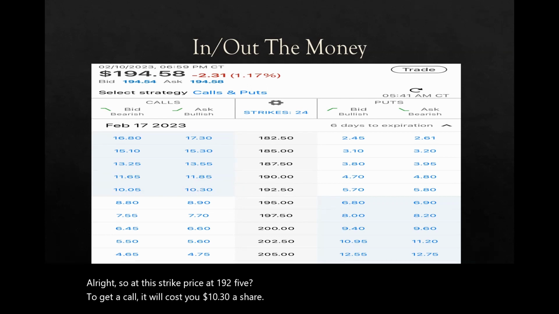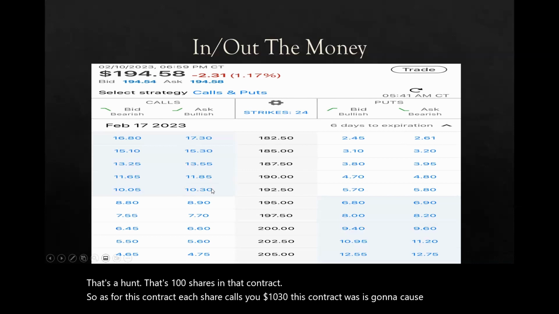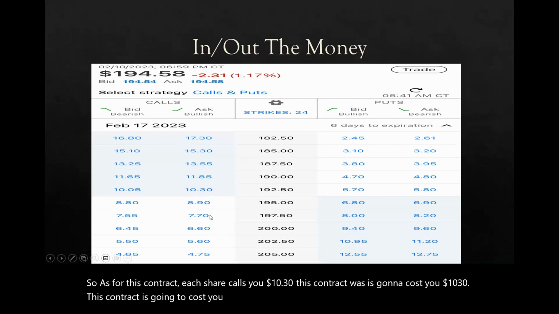Somebody tell me how many shares are in this contract? That's 100. That's 100 shares in that contract. So for this contract, each share costs you $10.30. This contract is going to cost you $1,030. This contract is going to cost you $890. This one is going to cost you $770, $660, $560, $475, and so on and so forth.